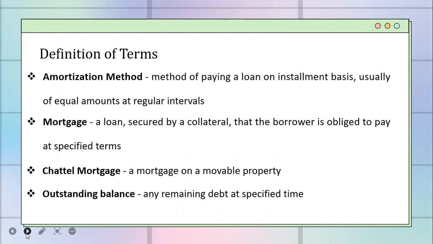Amortization method. Method of paying a loan on installment basis, usually of equal amounts at regular intervals. Mortgage. A loan secured by a collateral that the borrower is obliged to pay at specified terms. Chattel mortgage. A mortgage on a movable property. Outstanding balance. Any remaining debt at specified time.